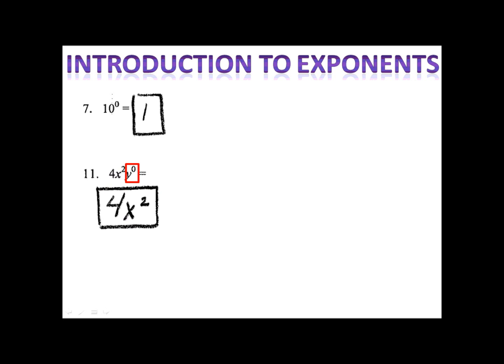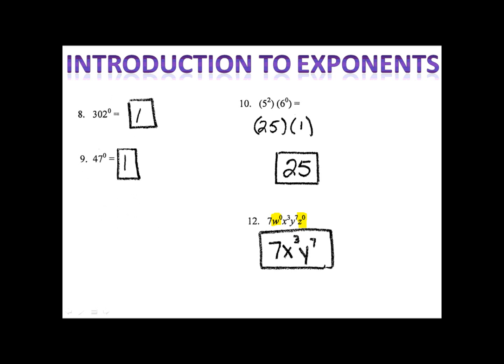Please pause the video to try examples 8, 9, 10, and 12. Once you've finished those 4 examples, come on back and let's take a look at your work. Example 8 and example 9 both have a number raised to the 0 power. That comes out to be 1.